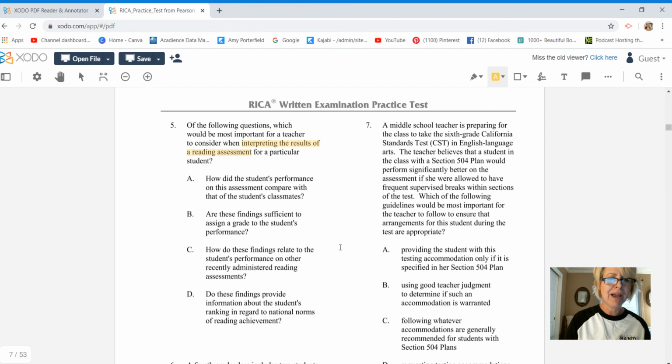So my best answer would be C, how the student performed on all of the other tests. And really this one is because we all know that one test does not give us a good measure. We need multiple sources of information, and so that one does address that.